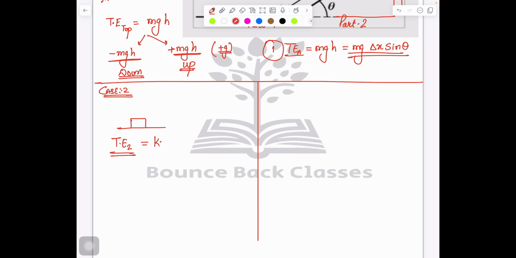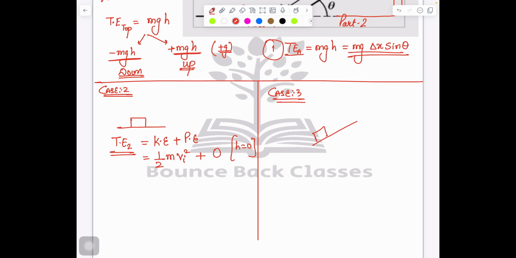Can I say kinetic energy plus potential energy? Yes or no? Okay, so kinetic energy is half m v initial square, plus what is the potential energy? 0. Why? Height is 0. Clear? Okay, now what is going on? Case 3, when it starts going up like this, there is an opposing force because of friction. Yes or no?